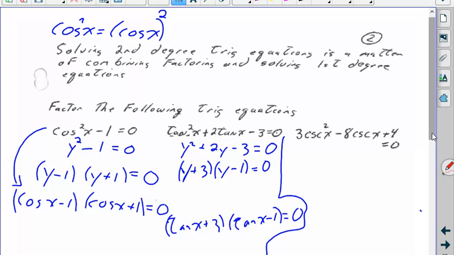Again, here we have cosecant squared. I could replace the cosecants with y. I'm not going to. I'm going to treat my cosecants as my variable, but I still do a product sum game. Product is 12, sum is -8, that's -2, -6.